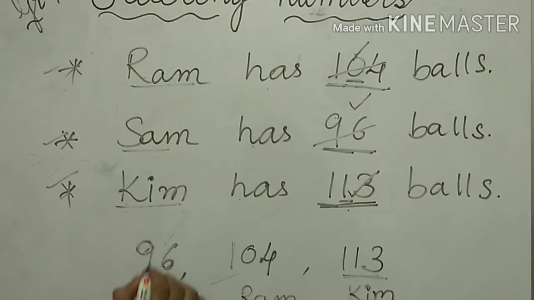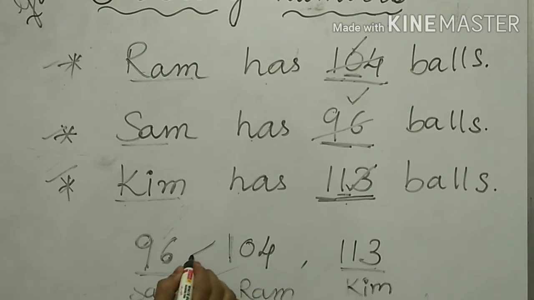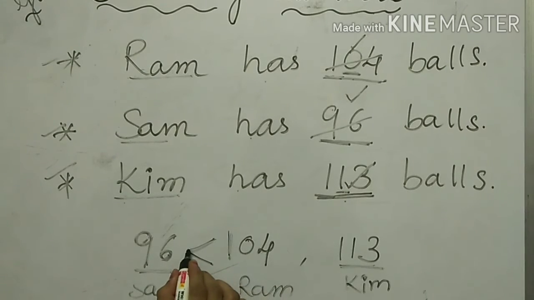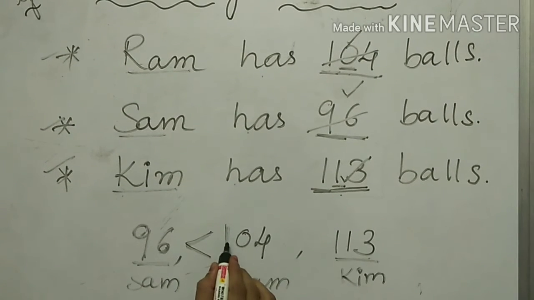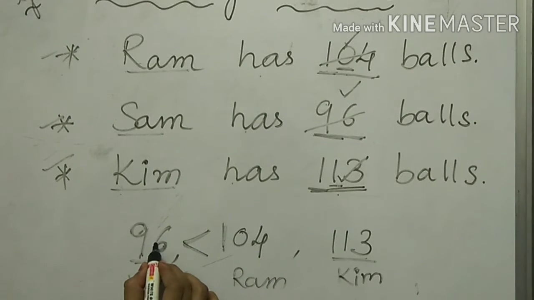So 96 is smaller than 104. So we have to keep a symbol like this. Greater than means it always shows the bigger number. So 104 is greater than 96.